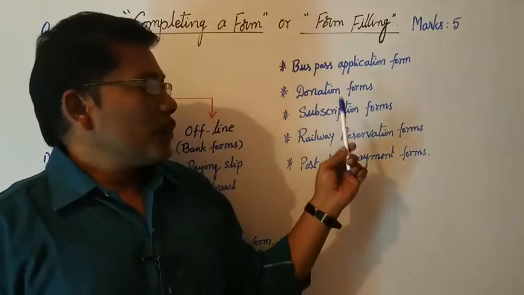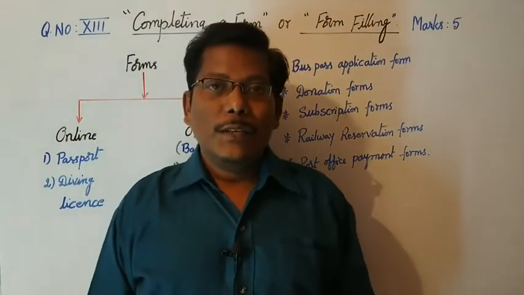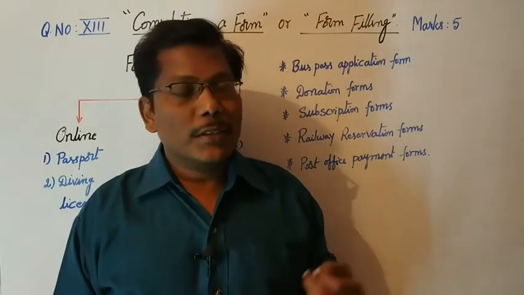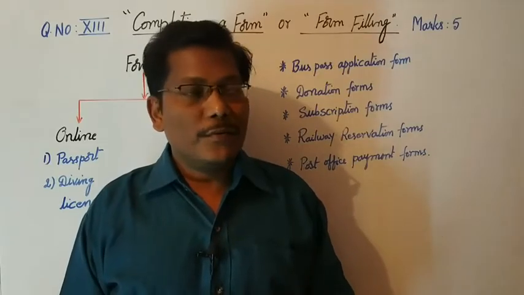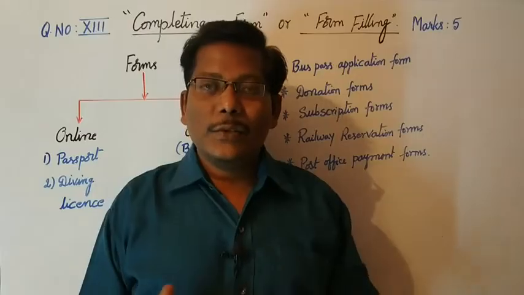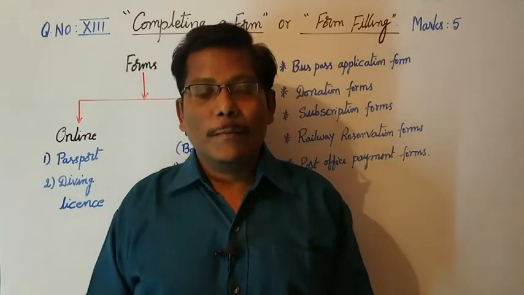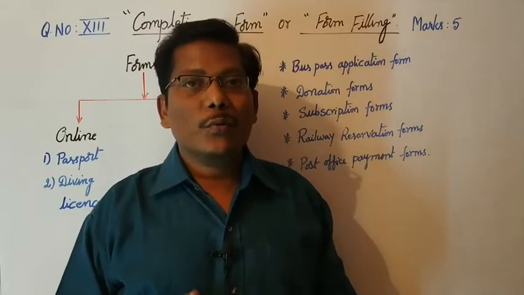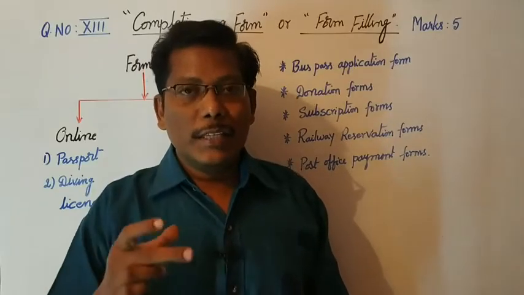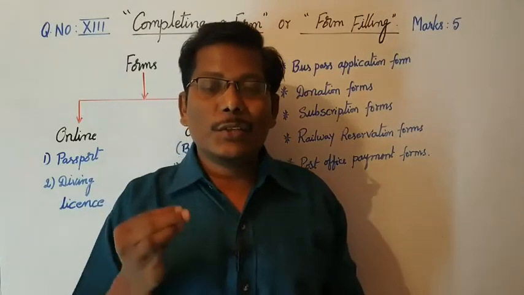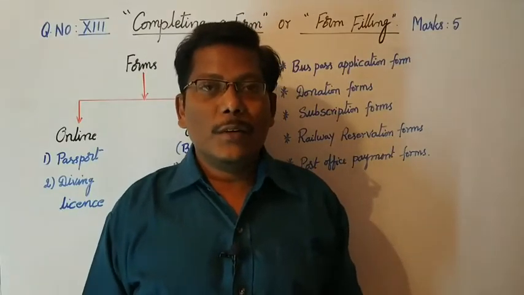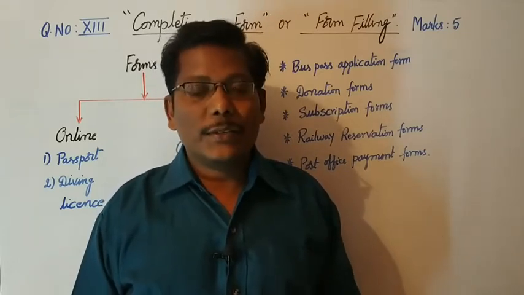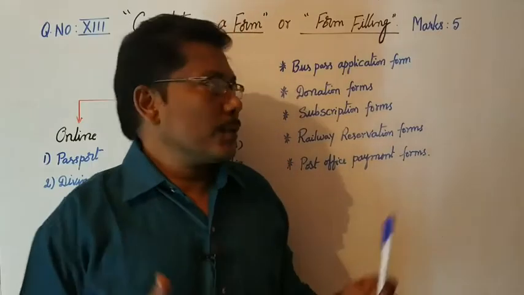And another one is subscription forms. Suppose you want to subscribe to a magazine, like monthly magazines, bi-monthly magazines, weeklies, and so on. If you want a magazine, you can simply go to the market and buy one. But if you want a magazine regularly delivered to your home, then you have to subscribe to that particular magazine. In that case, you have to submit a form called a subscription form. For example, if you want a subscription to India Today or Frontline magazine, you have to fill in some subscription forms.